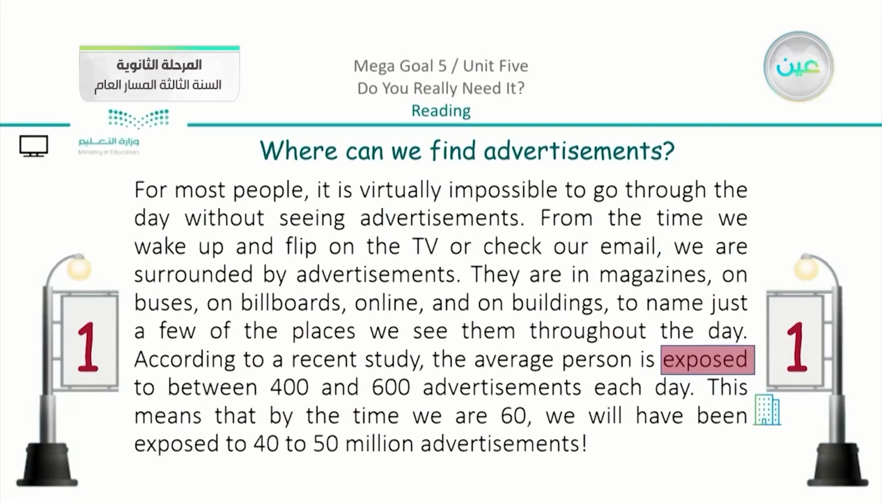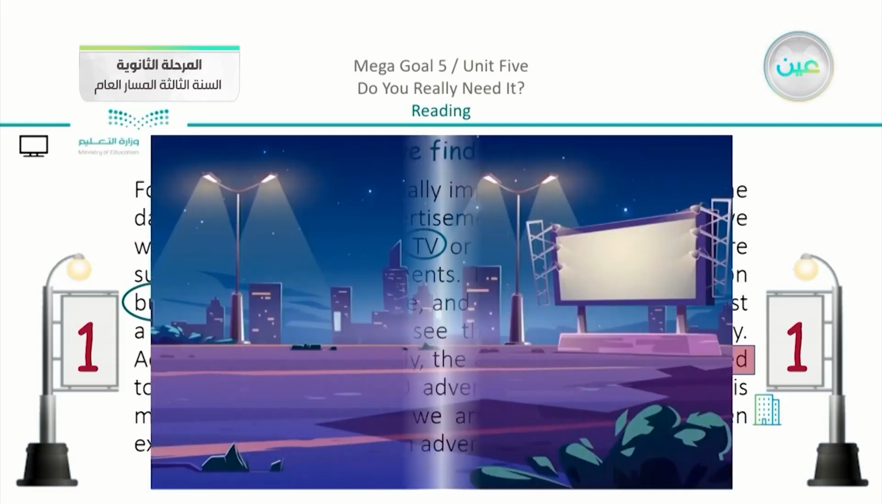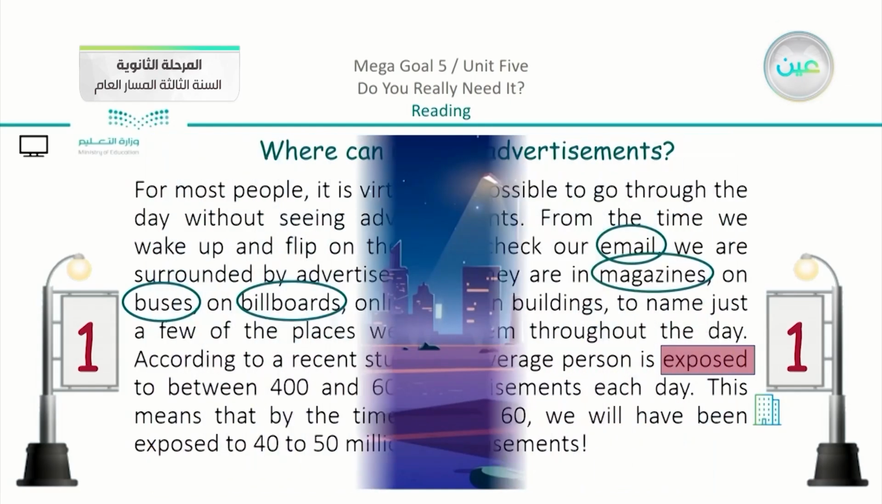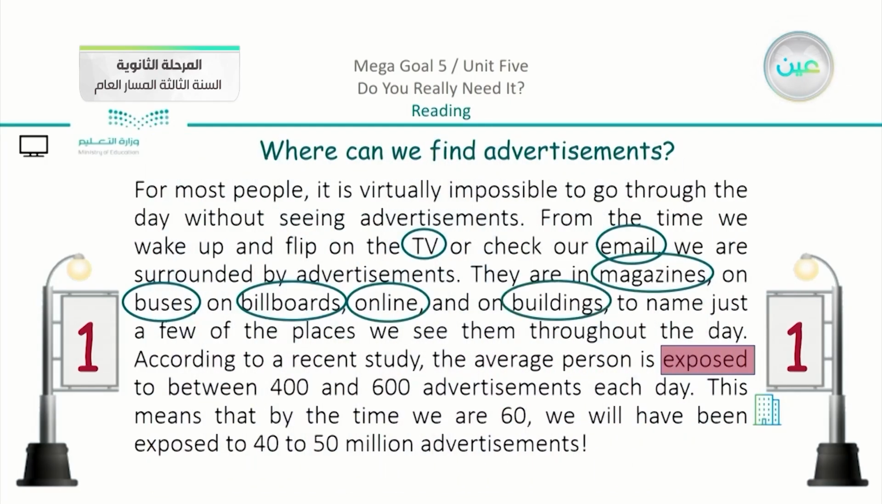We are going to look for places. So you can see very clearly that we have here TV, email, magazines, buses, and also on billboards. So do you know what are billboards? We have here, this is a type of billboard here. You can see that this is a billboard. Moving on, there are also other places we can see online, and we have here on buildings. So these are different places where we can see advertisements.